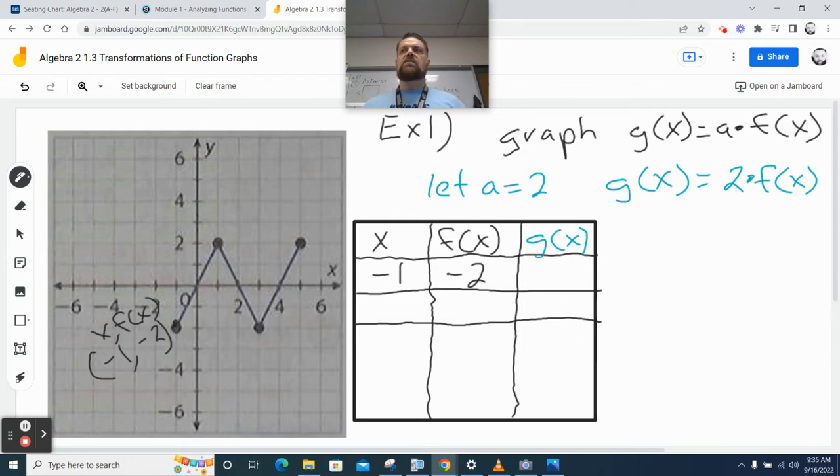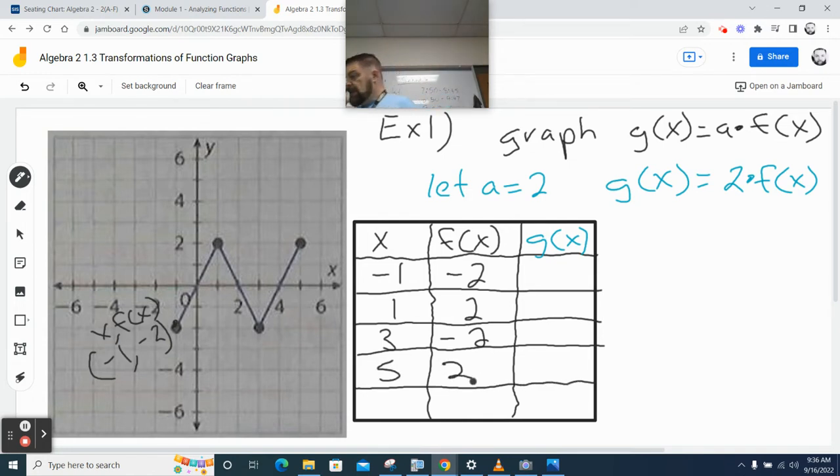So now the next point occurs. What's this point? Can somebody help me with that? 1, 2. Very good. What's the next point? What's this one here? Yep. So that would be 3, -2. Good. And then this last point. 5, 2. Good. Okay. So those are the points on the graph. We have -1, -2, 1, 2, 3, -2, 5, 2.